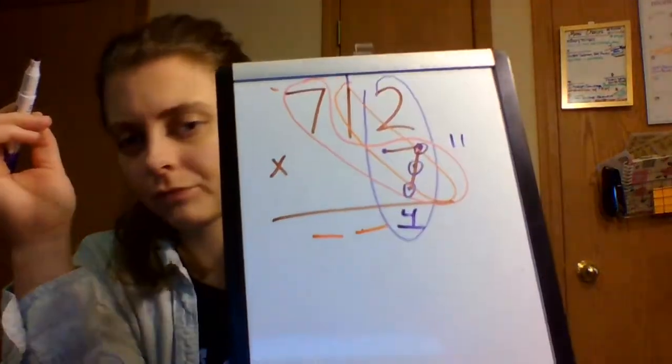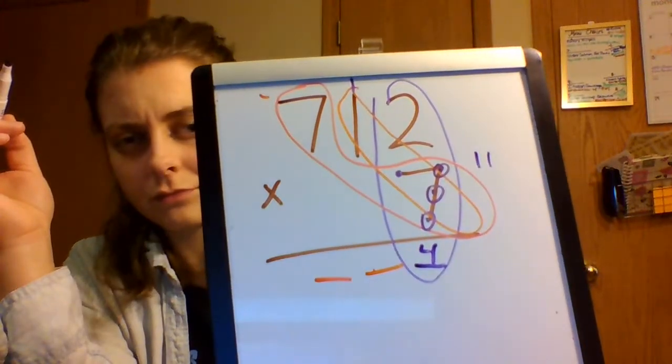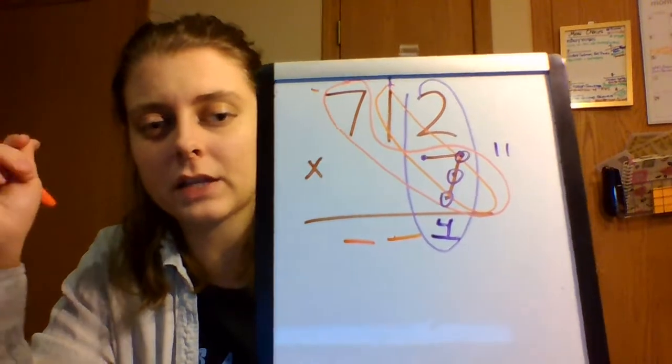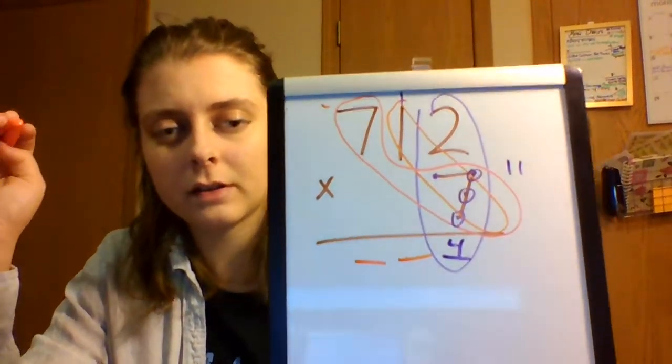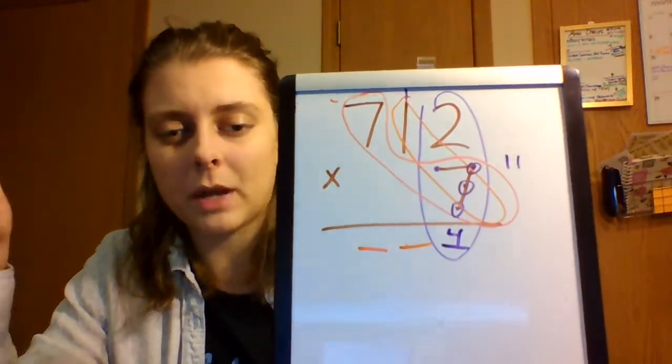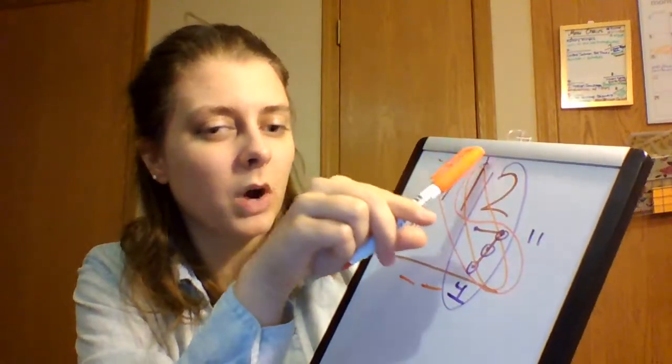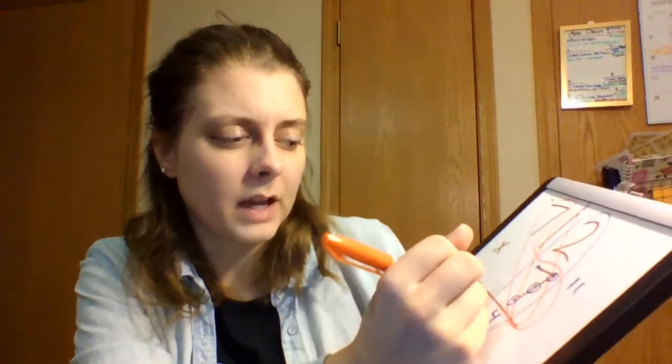Carry your 10. Now we have 1 times 7. Anything times itself is that same number. So 1 times 7 is 7 plus 1. 8.